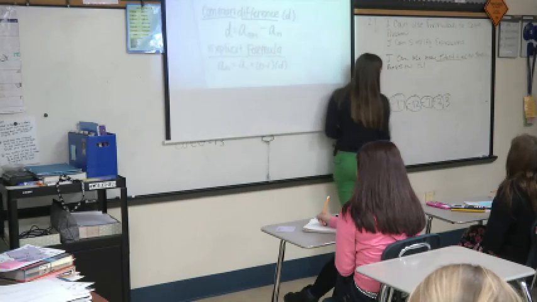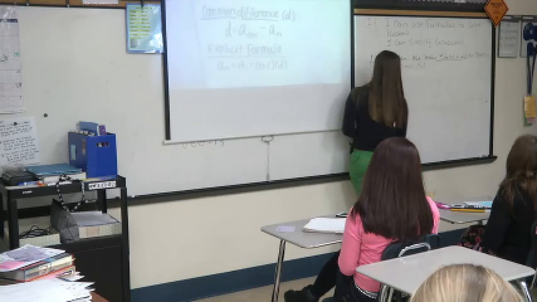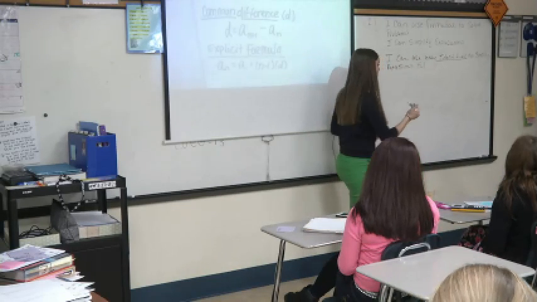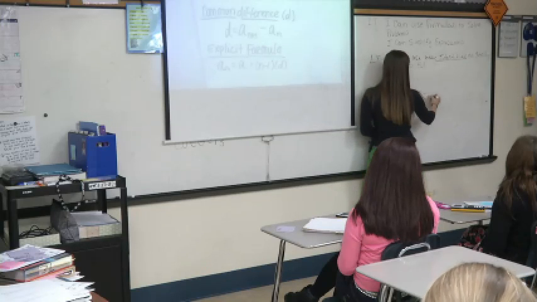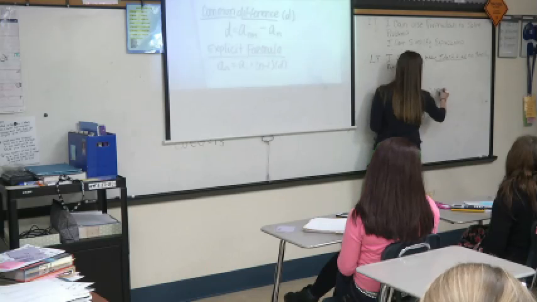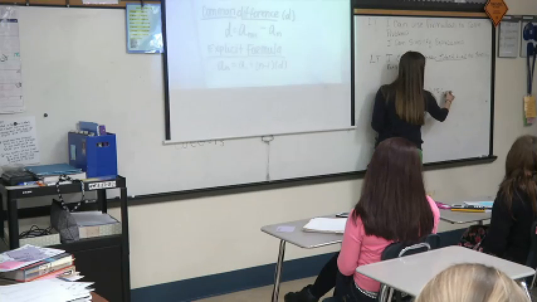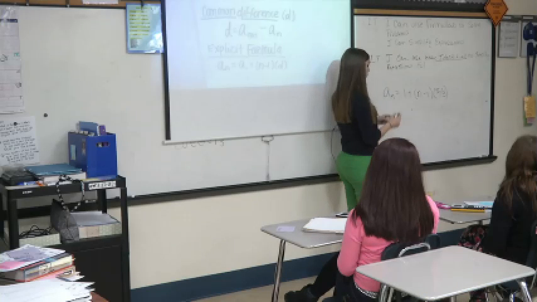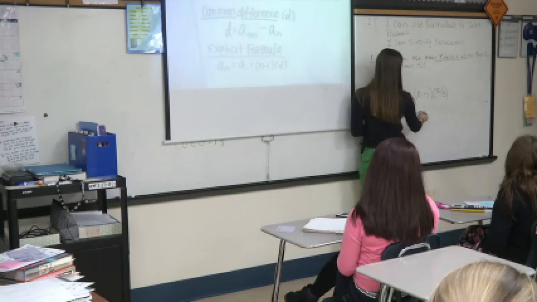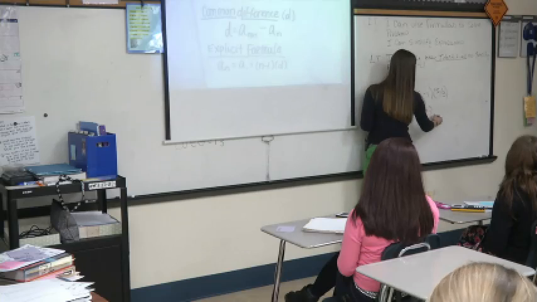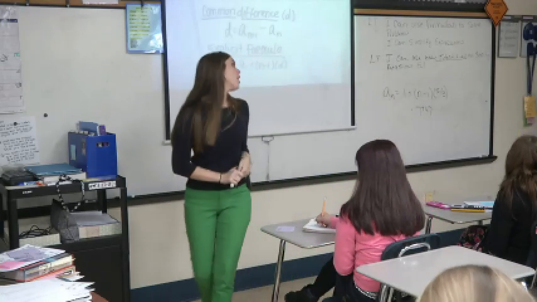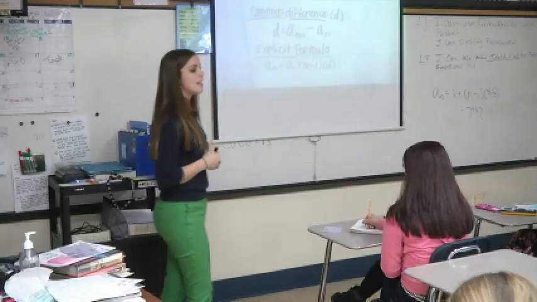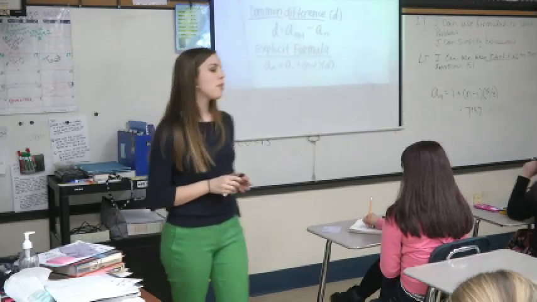All right, what's your problem? A sub n equals 1 plus parentheses n minus 1 parentheses times 5/3. What's it asking us to find? The 7th term. So you're given that equation, and it says find the 7th term.